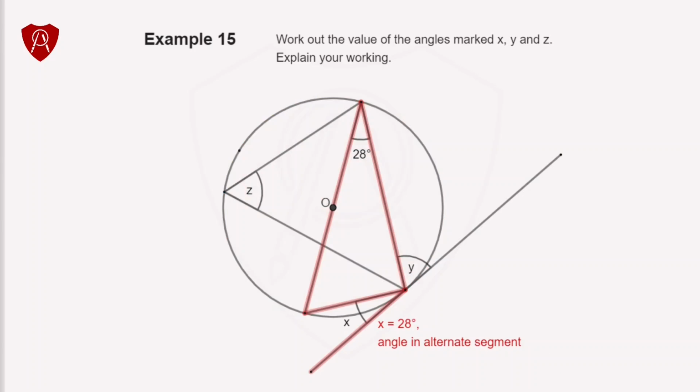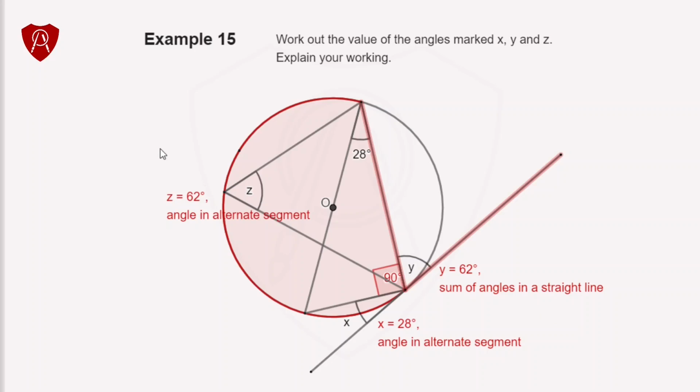Before we find Y, we need to recognize this right angle subtended by the diameter. Remember angle in a semicircle? X plus 90 plus Y equals 180 degrees, that is, angles in a straight line. So Y is equal to 62 degrees. We now need to observe that angle Z is in the alternate segment with respect to Y, so Z must be equal to Y, which must also be equal to 62 degrees.